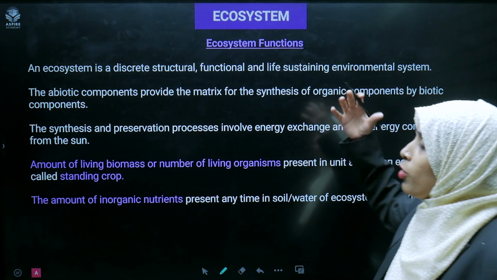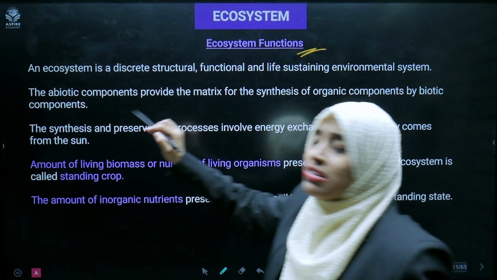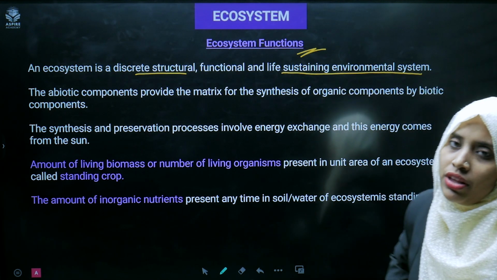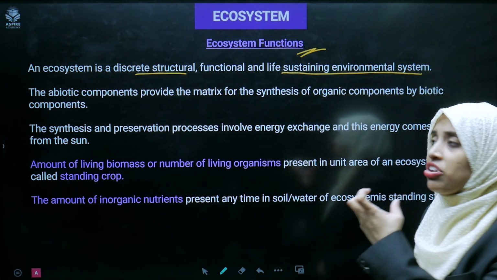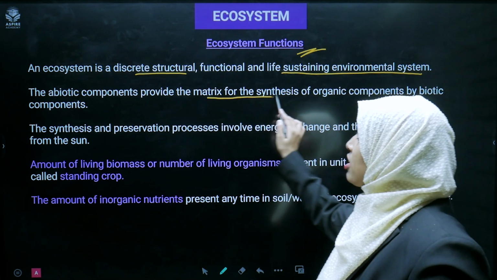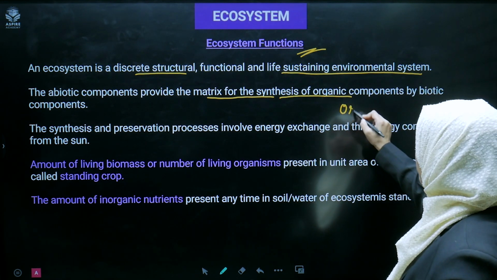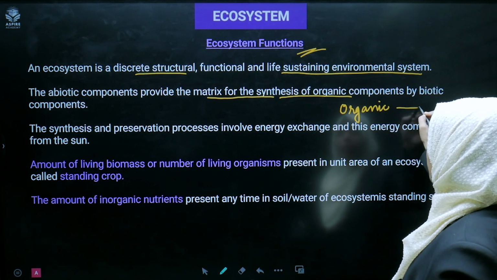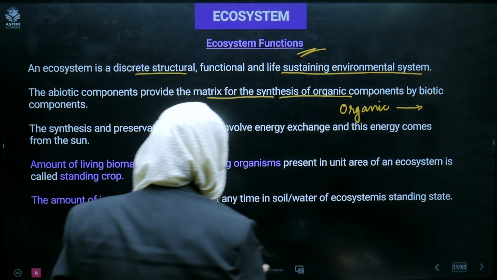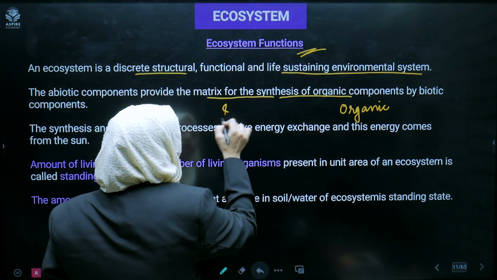Okay. Now, what about the function of the ecosystem? How the function of the ecosystem gets sustained? Okay, so ecosystem is a discrete, structural, functional and life-sustaining environmental system. जहाँ पे life possible है, structure है उनका, functional unit है. So, abiotic component provide all the substance or the matrix for the synthesis of organic substance. Organic component, ठीक है, organic से क्या बनता है? Okay, first of all, organic substance, how they are produced? By the inorganic form. Organic substance या organic part जो ecosystem का वो बनता कैसे है? Inorganic form से.